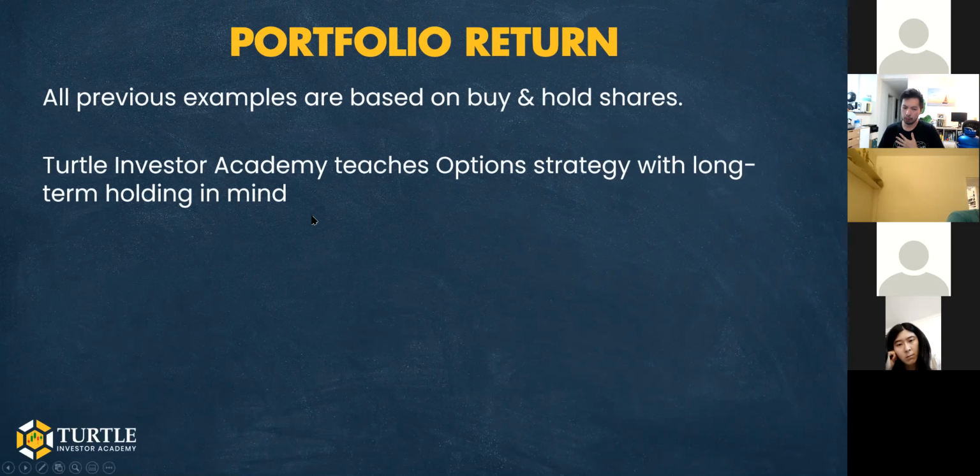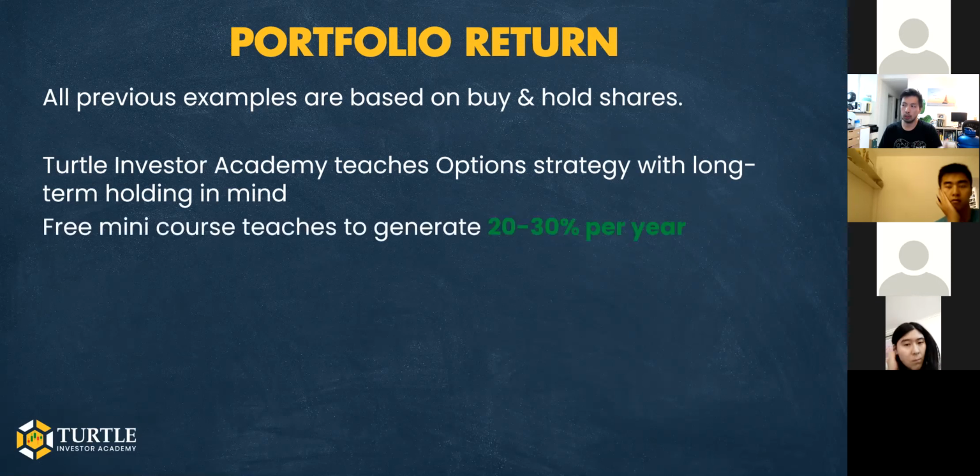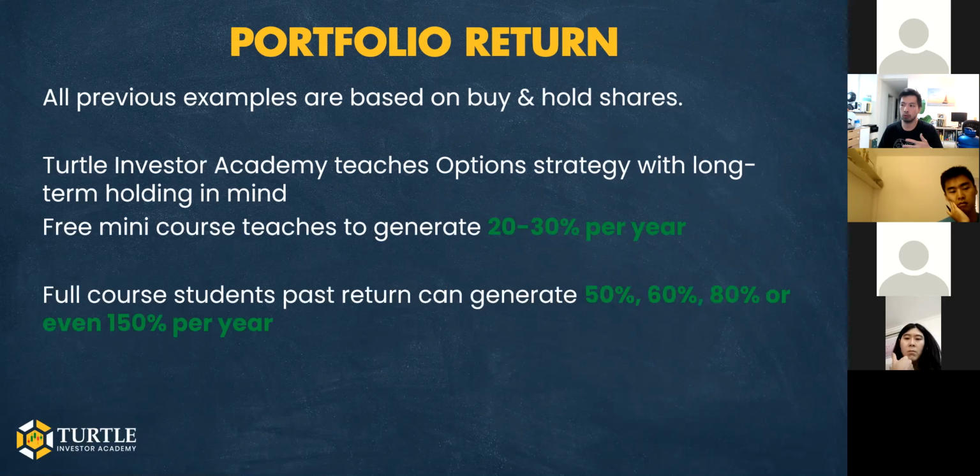So in things like our free mini course, we teach to generate around 20 to 30% per year. And for our full course students, this is just the past return, remember, past return doesn't guarantee your future performance. Our past return can generate some 50, 60, 80, or even 150% per year. So it depends on how much your allocation is, how you design your portfolio.